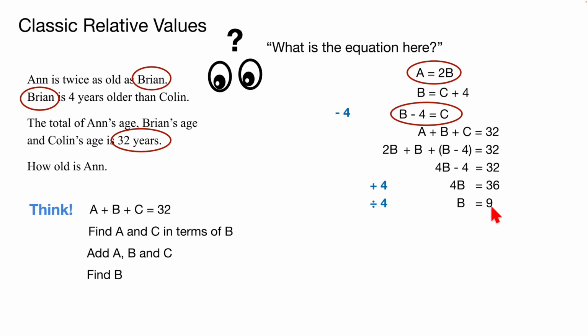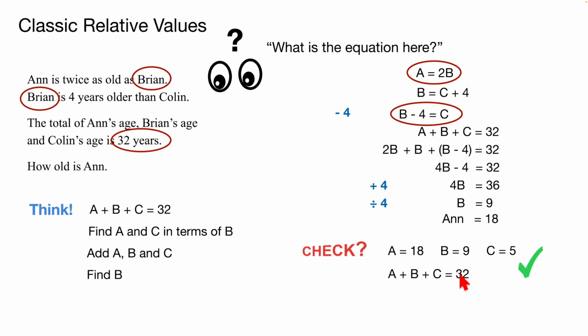Now I've got B, I can get the rest. A equals 2B. Anne equals 18. Lovely. Quite enjoyable, that one. Of course, we're going to have to check it. Let's get all the values out. A is 18, B is 9, and C is 4 less than B, so that's C is 5. And of course, I want to check A plus B plus C is equal to 32, and indeed it is. So I'll be very happy with that.